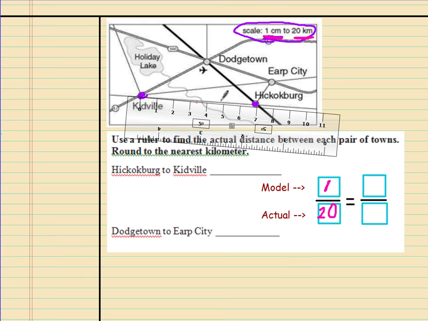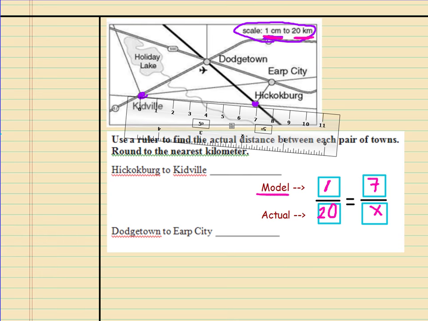Now, we just measured on the map, on the model, that between these two cities, it's 7 centimeters. Is that on the model, or is that in real life? That's on the model, that's on the map. So the 7 is going to go here. And we are looking for the actual distance, so this is going to be our unknown variable.